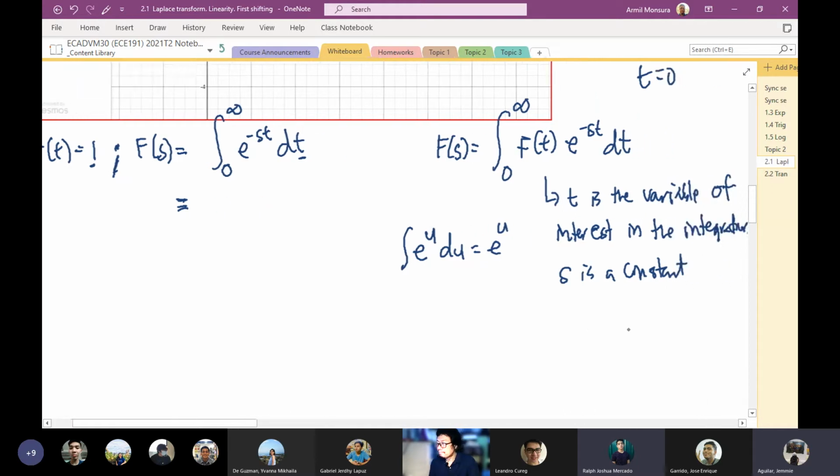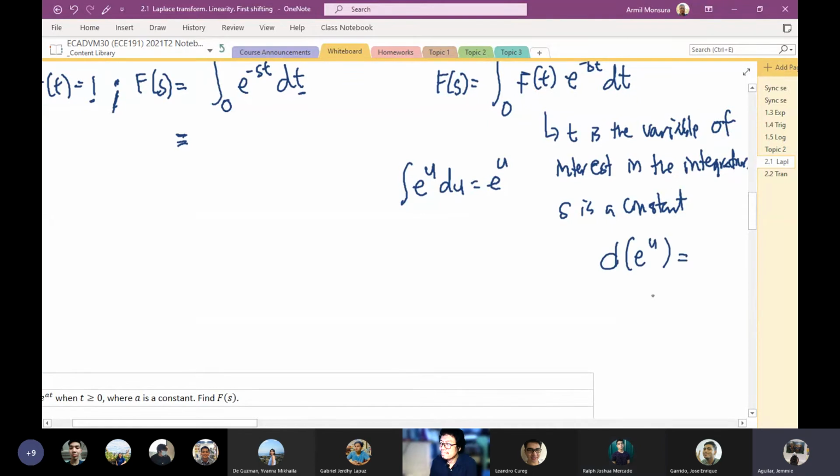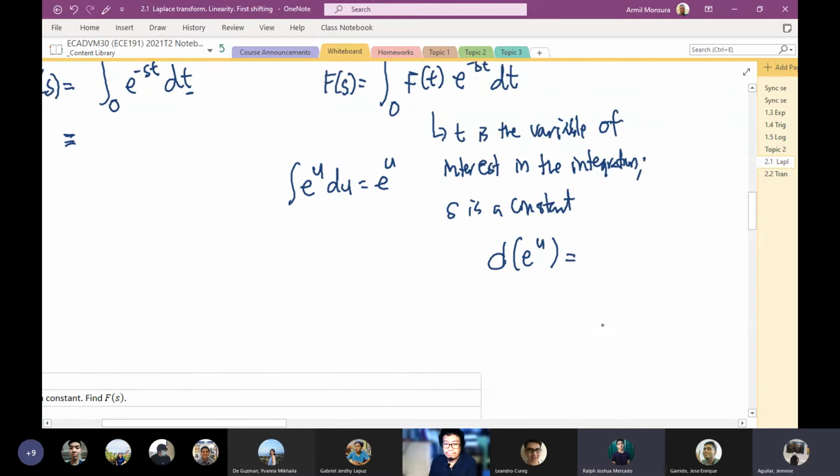Teka lang. Ano ang derivative ng e raised to u? E raised to u times derivative ng u. Chain rule eh. Gagamitin yung chain rule. Tama. So ito, pag i-integrate nyo to, itong side na to, i-integrate nyo rin itong side na to. And remember that differentiation and integration are inverse operations. So if you apply them in succession, they would cancel each other out.